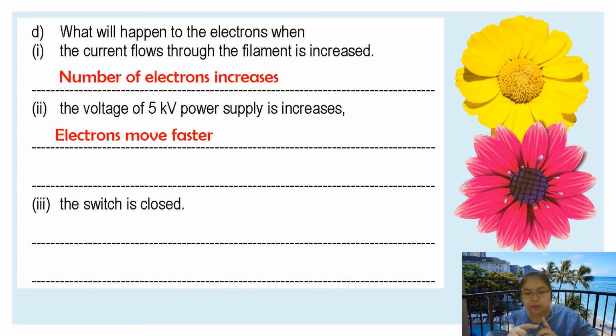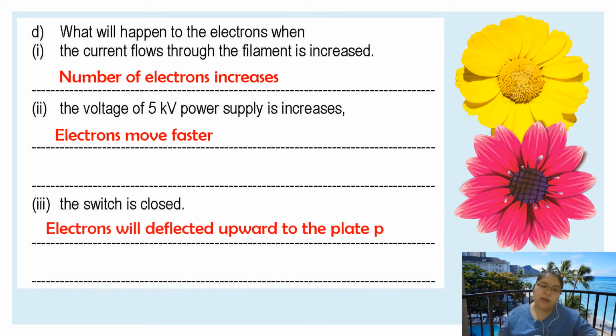When you close the switch, you find plate P should be positive and plate Q should be negative. So how do the electrons deflect? The electrons must go towards the positive charge, so they will deflect to P. You see question 3, they say the switch is closed, meaning the switch is on already. So we find the electrons will deflect upwards to plate P.